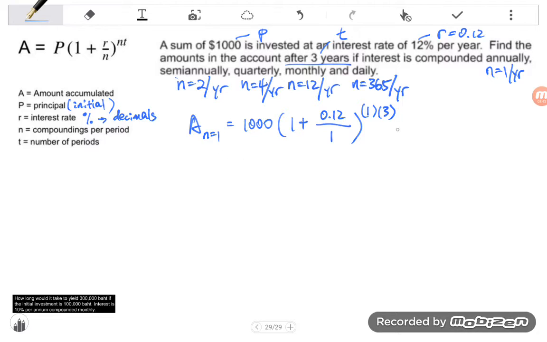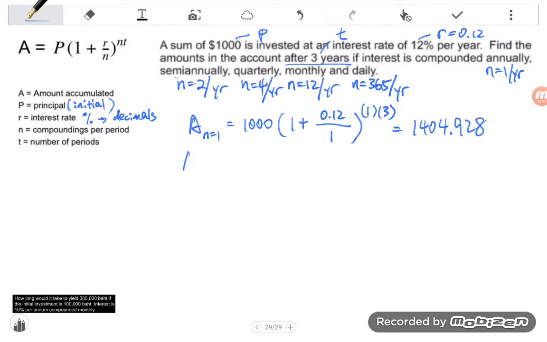Right. So if you put that in your calculator, you'll get approximately 1404.92. You get exactly 1404.928. Okay, let's just say I'm going to write down the whole thing. So after 3 years, I will get that much if I get the interest from the bank once a year.